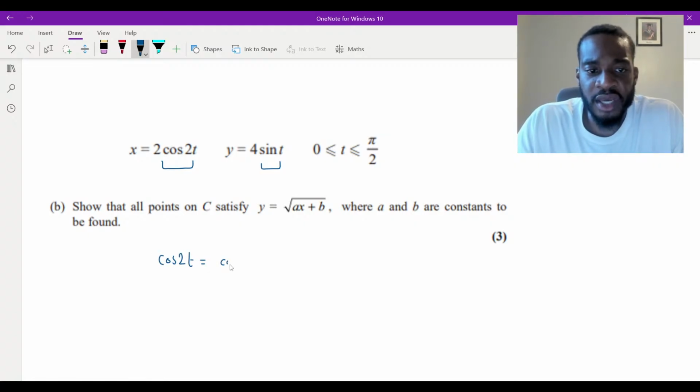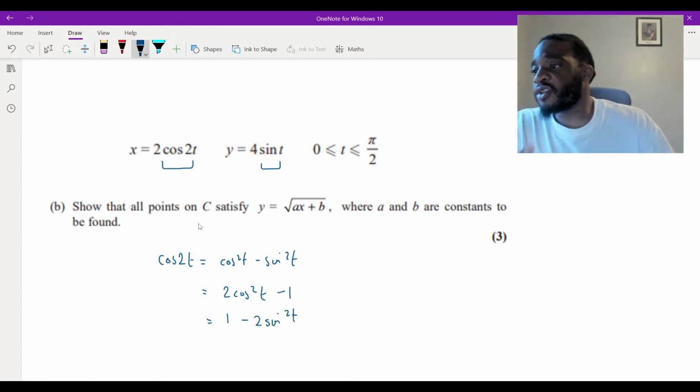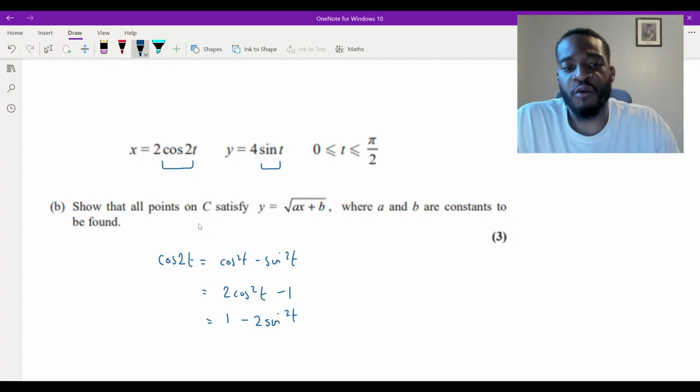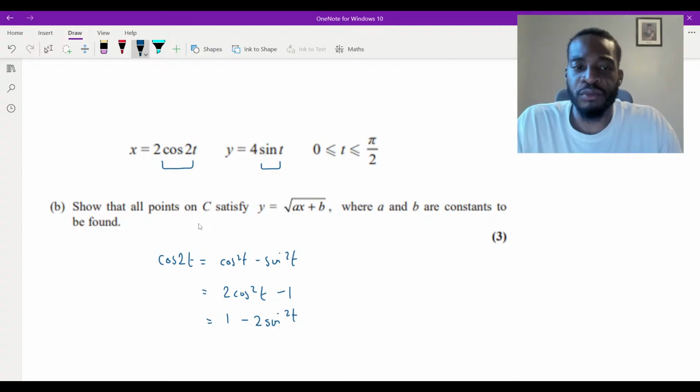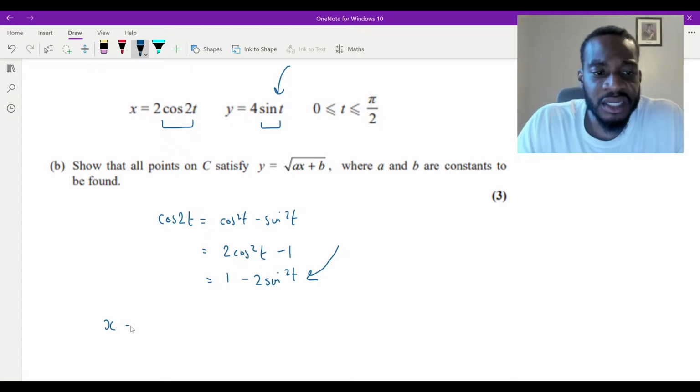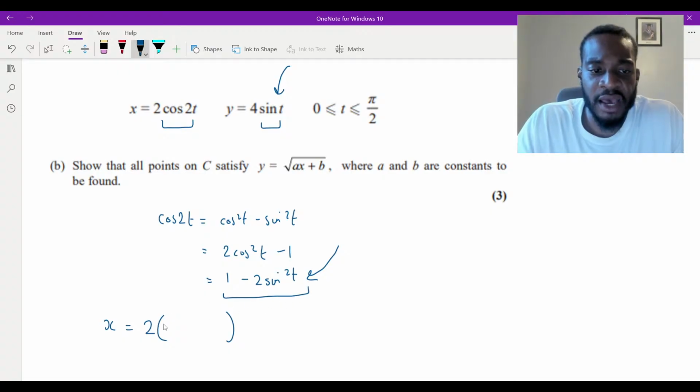There's three of them. There's cos squared minus sine squared. There is 2 cos squared t minus 1. And there is 1 minus 2 sine squared t. Now, based on the expressions given in your question, you want to ask yourself which is the most reasonable option to pick. The fact that I've got a sine t there tells me that I'm going to pick this one. So I'm going to write x in terms of that one. So it's going to be 2, and then instead of writing cos 2t, I'm going to write what it's equal to, 1 minus 2 sine squared t.